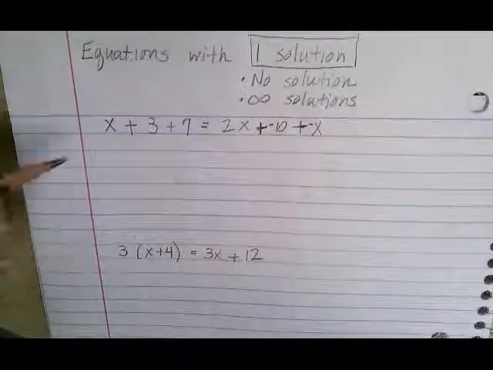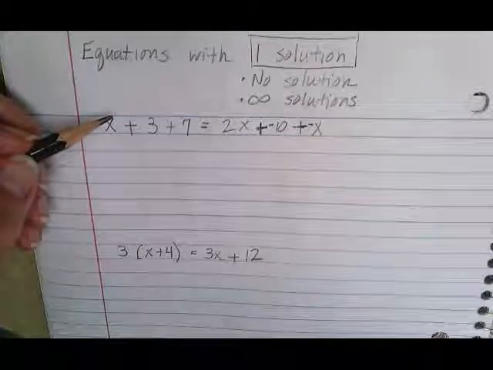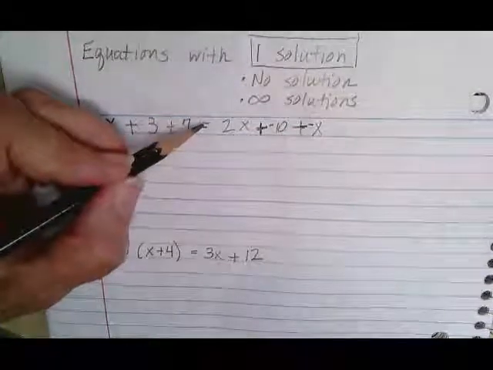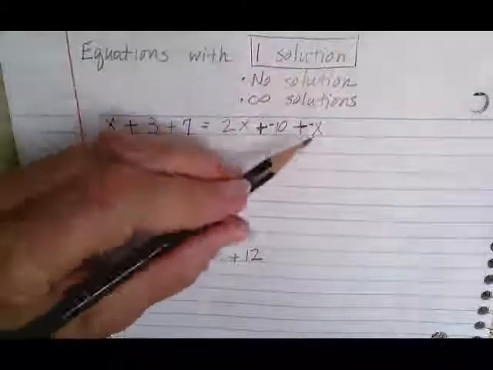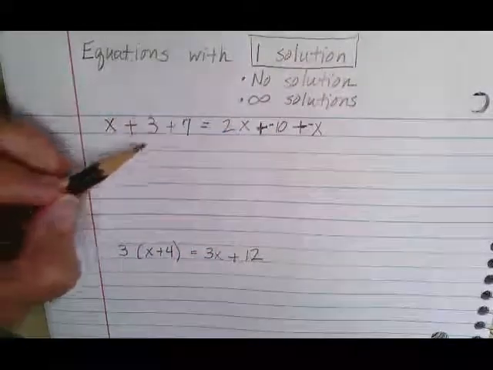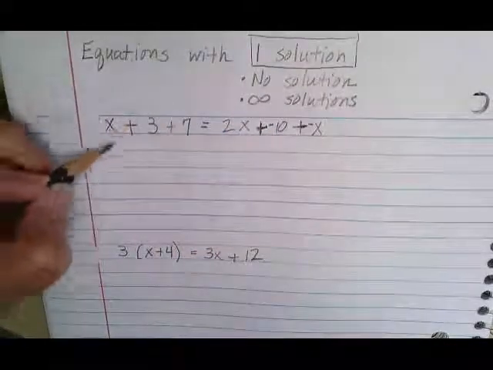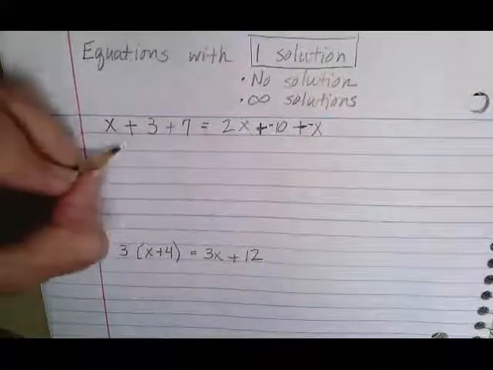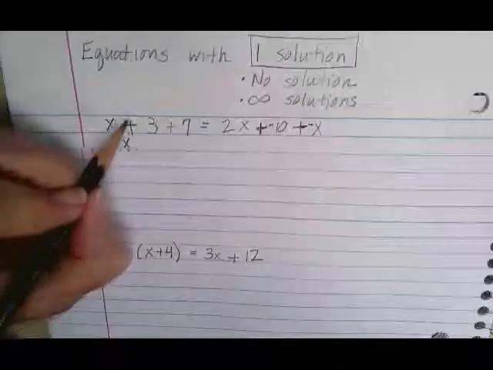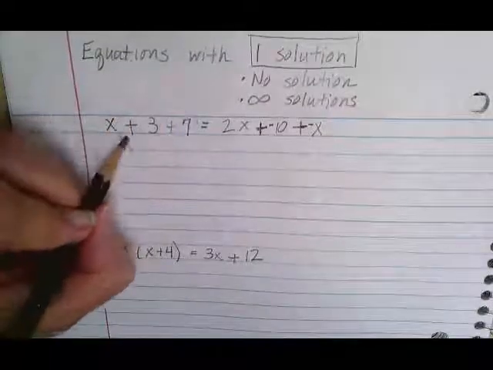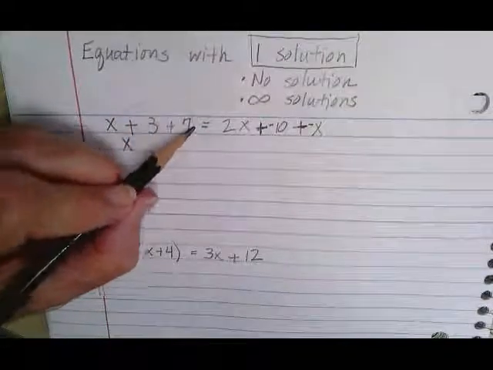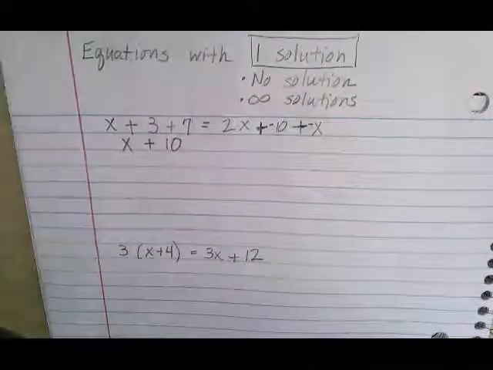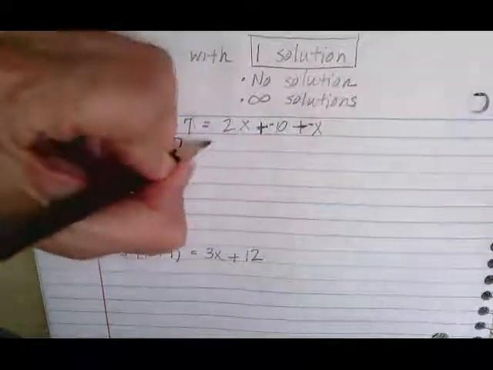The second thing we're going to do is look for things that are the same and group them together on the same side of the equal sign. That means we're going to put numbers with numbers and x's with x's. So on the left side I have an x and I don't have any other x's, but I do have a positive 3 and a positive 7. So I'm going to put those together and that's going to give me a positive 10.